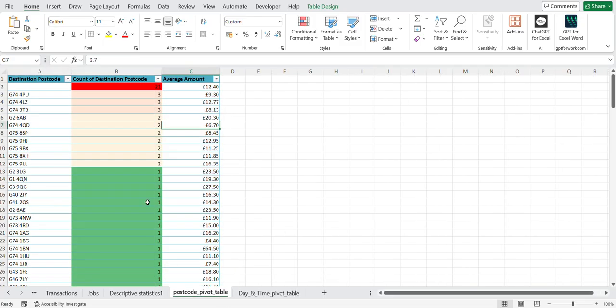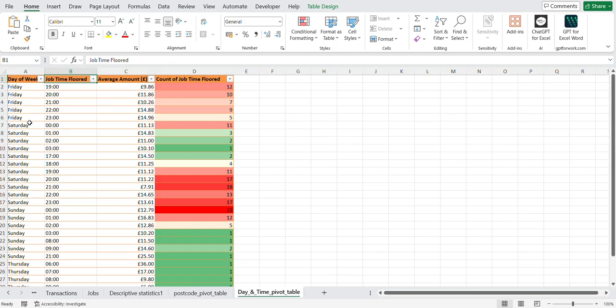You'll know the postcode, which one's busiest, and the average amount. Then the day and the time, which day and time you should be working at. You can make it much better, but for this project I just kept it simple. That's to increase your money and analyze the information.